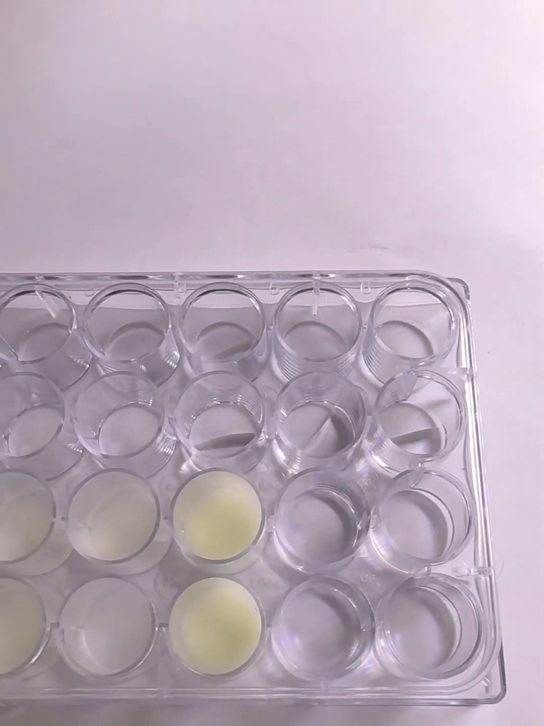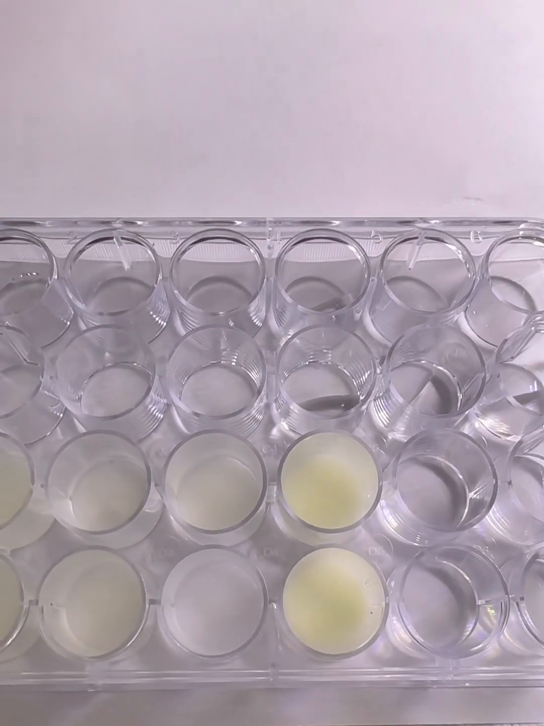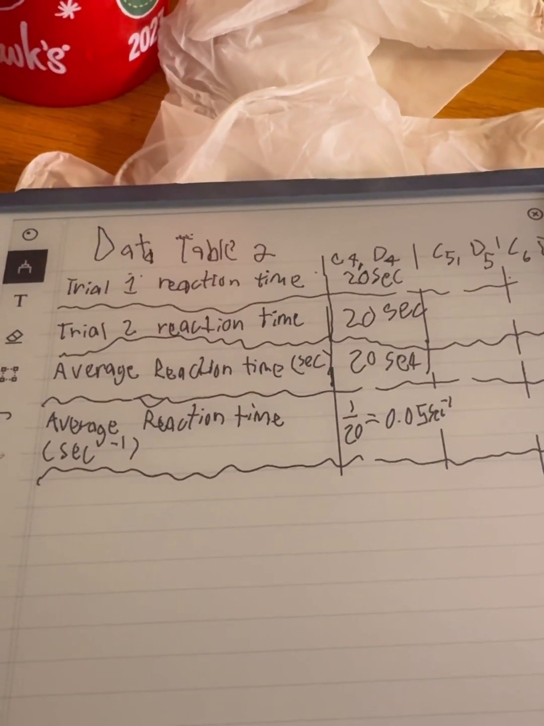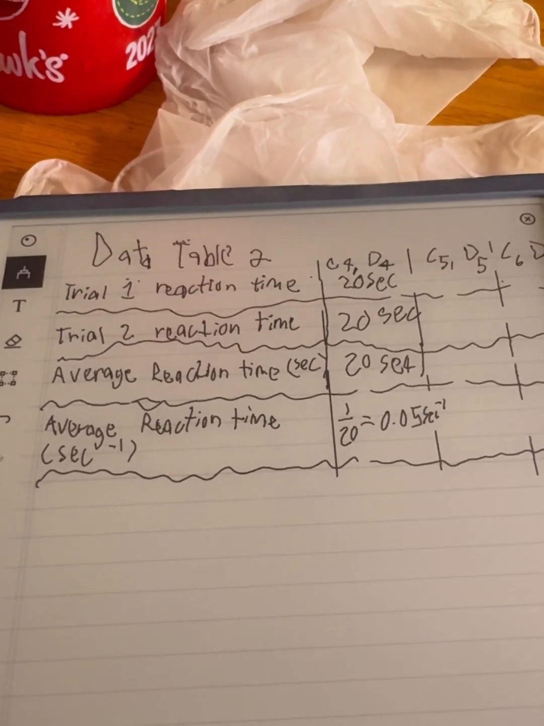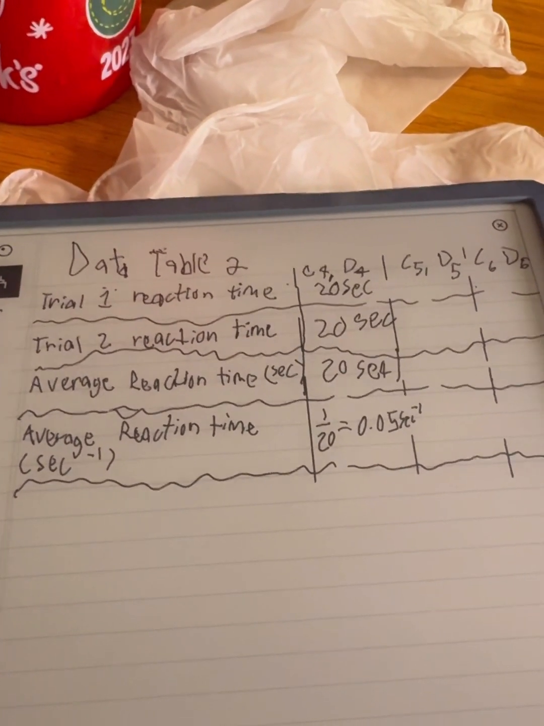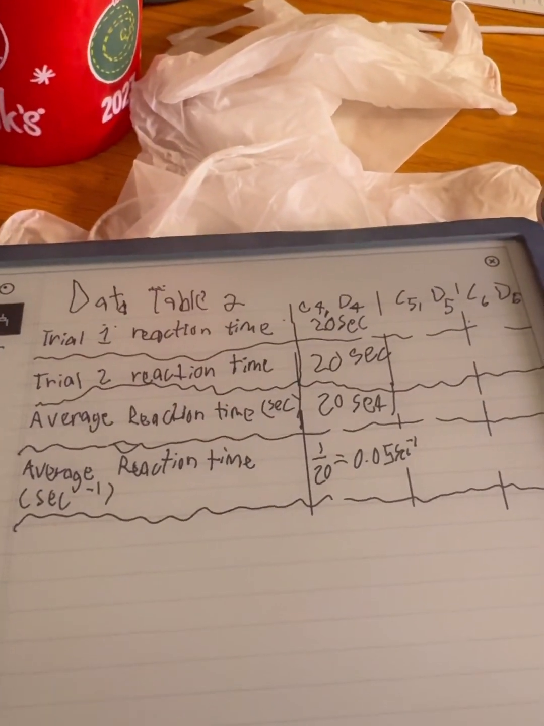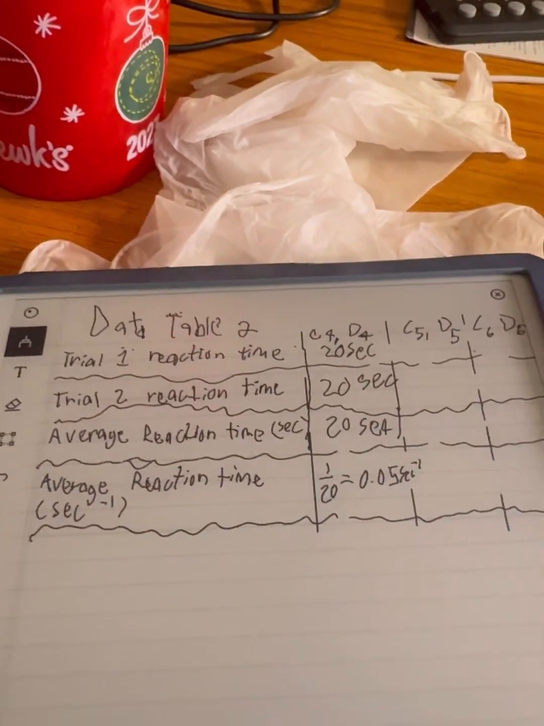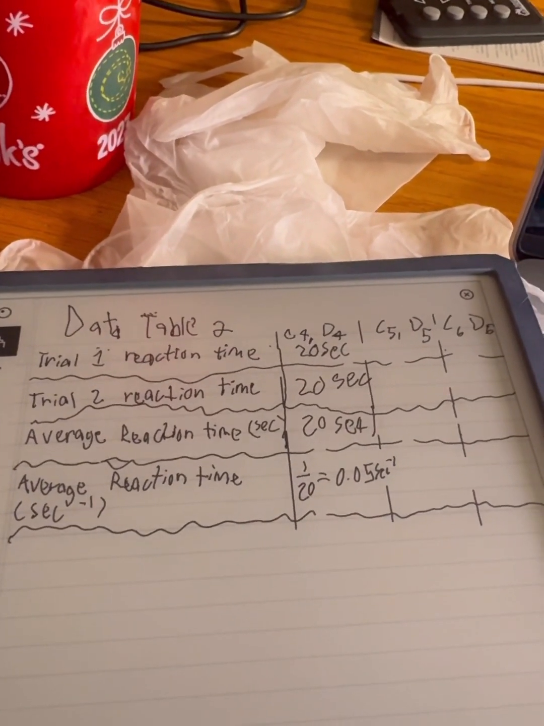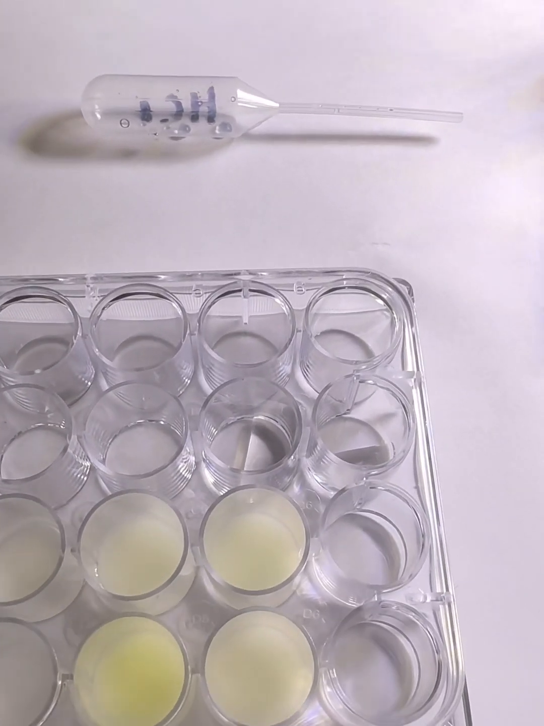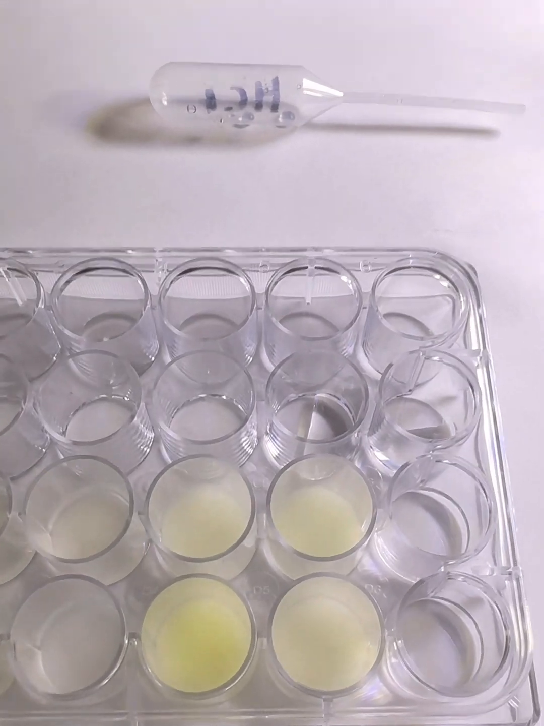So I've timed this until the black X disappeared once again. So for the C4 and the D4 wells, they both took 20 seconds, and I've taken the average reaction time and the inverse of the average reaction time, which ended up being 0.05 seconds to the -1 power. And now I'll do C5 and D5 wells and determine their average reaction times and the inverse of their average reaction times. So I've waited till the X had disappeared for C5 and D5 wells.